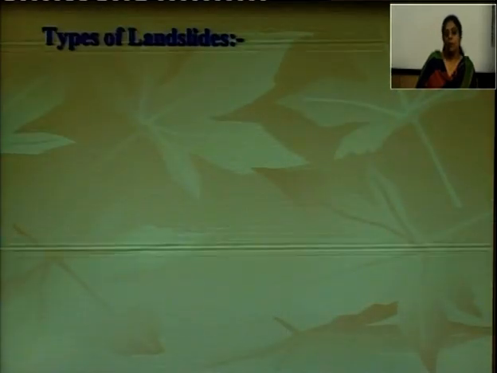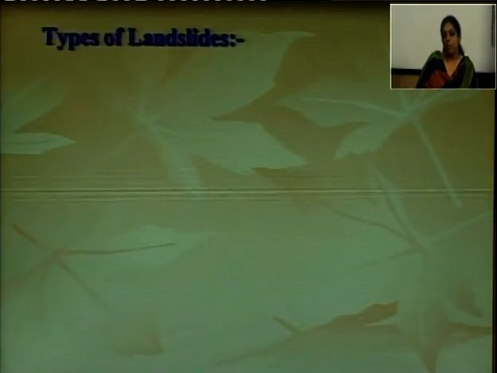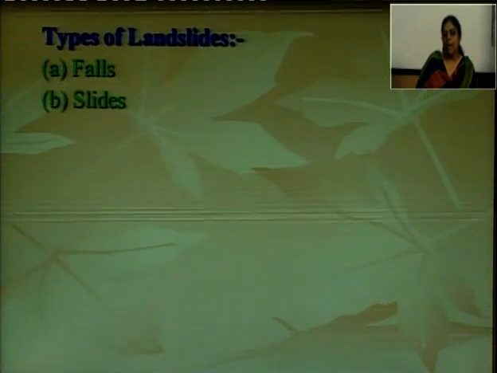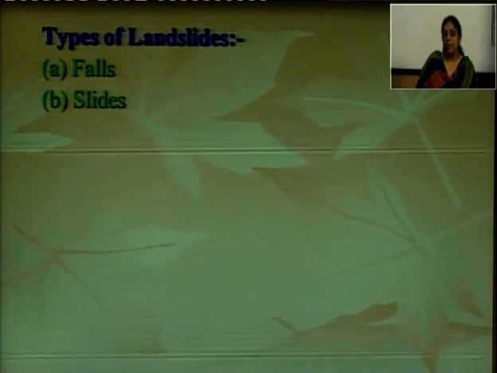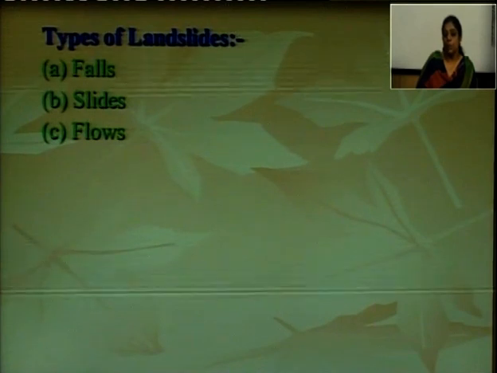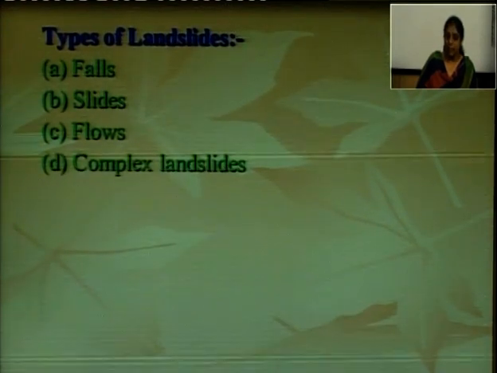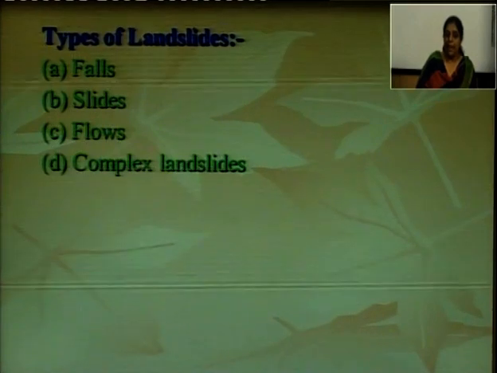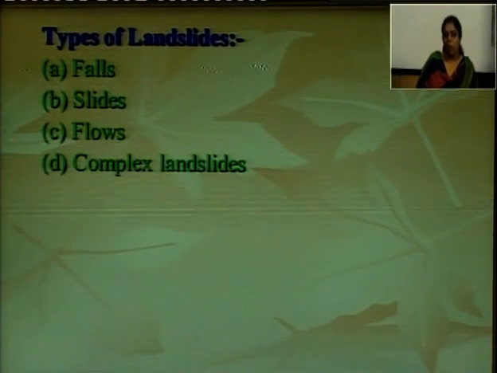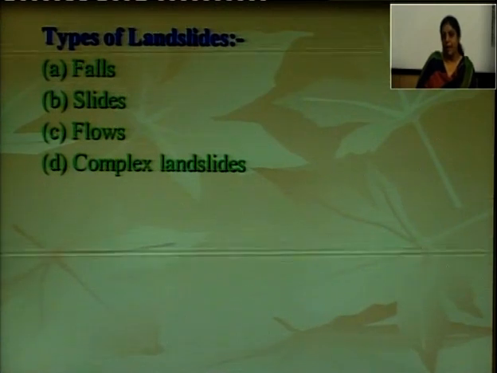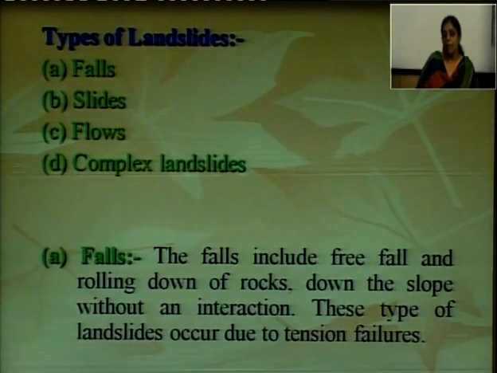So, we talk about types of landslides. First type is falls, then come slides, then come flows, and then come complex landslides, because complex landslides have all of falls, slides and flows. It is a combination of all types of landslides. So, we talk about them one by one.